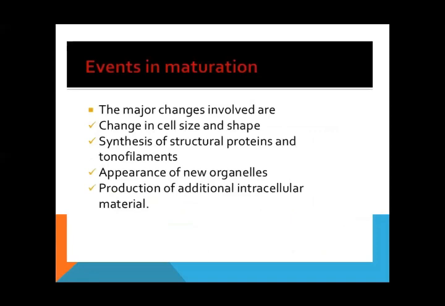In maturation, the major changes involved are a change in cell size and shape, synthesis of structural proteins and tonofilaments, appearance of new organelles, and production of additional intercellular material. So what are the major changes in maturation? Number one is the change in cell size and shape. Second is the synthesis of structural proteins or tonofilaments. Third is the appearance of new organelles. And fourth is the production of additional intercellular material.